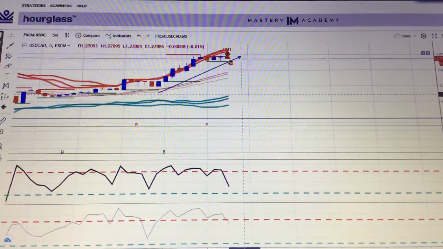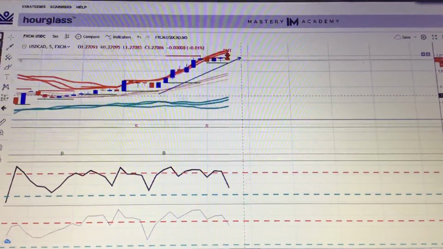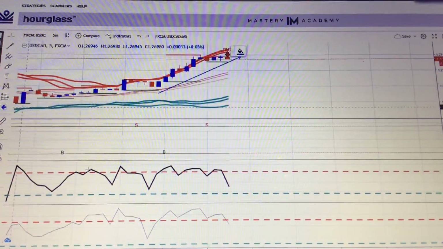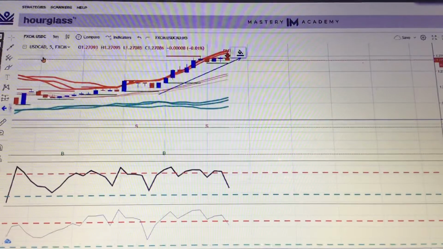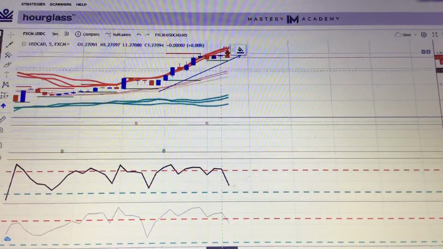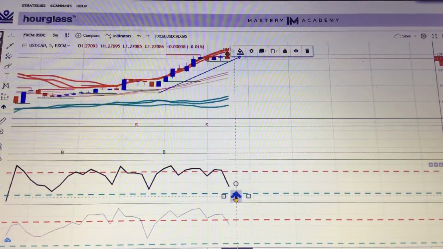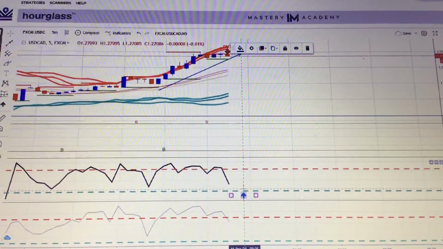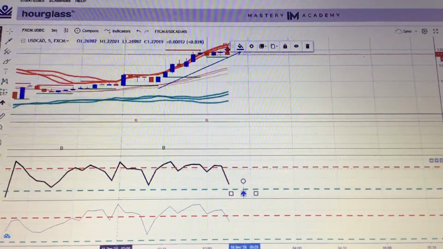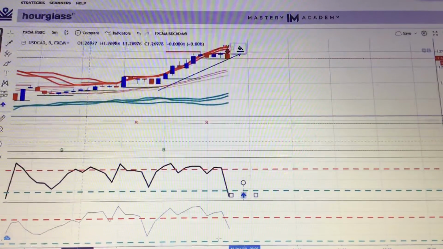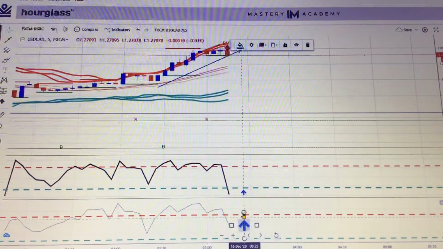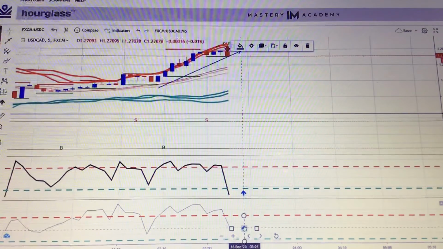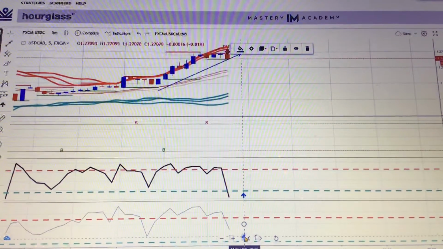Another thing I would wait for, for this to be a good opportunity to get into a trade, these are some of the things I'll be looking for. See this indicator right here? It's got a black line, it's coming down. I'm paying attention to that indicator, which is called stochastic. And I'm paying attention to this indicator, the RSI.